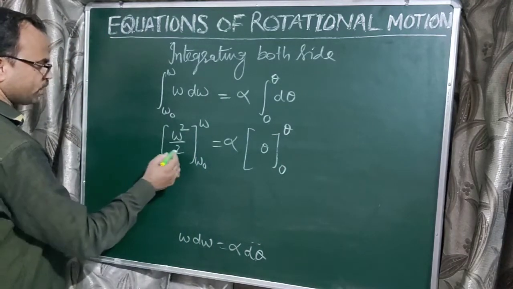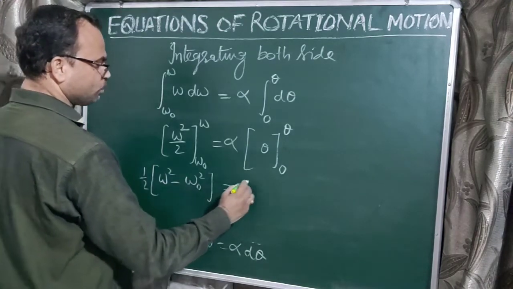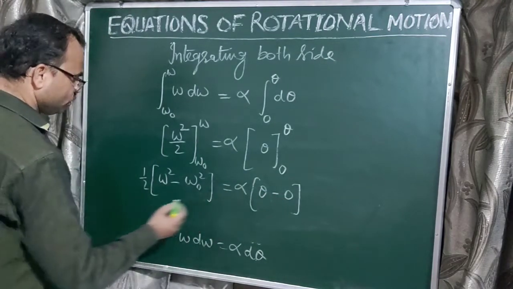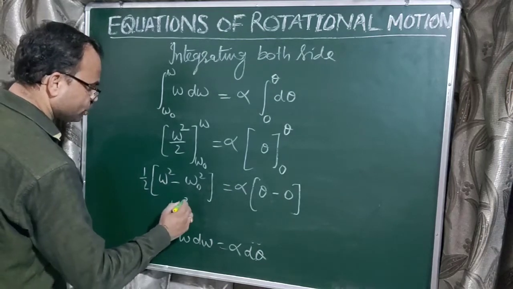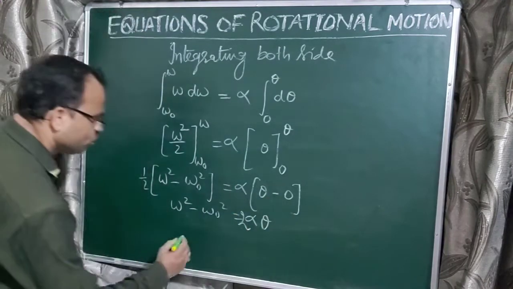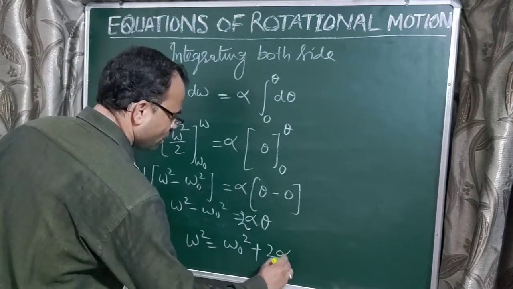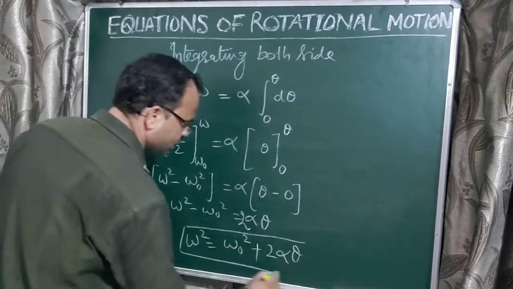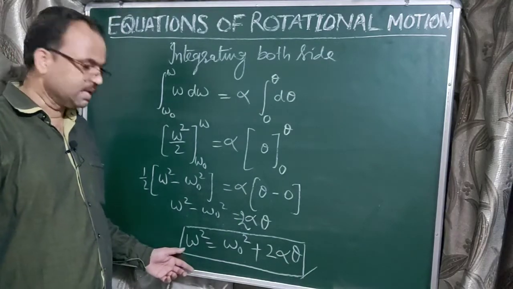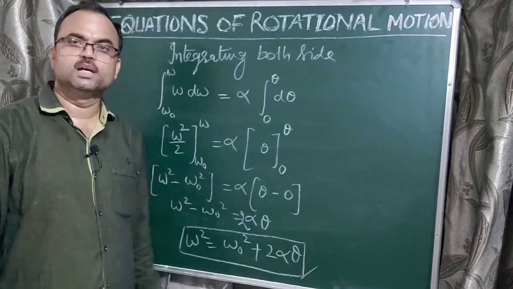Now substituting the limits, 1 upon 2 taken outside, upper limit minus lower limit equal to alpha times theta. Sending 2 to the right side, omega square minus omega naught square equal to twice alpha theta. So omega square equal to omega naught square plus twice alpha theta. It is the third equation of rotational motion. In this equation, omega is the final angular velocity, omega naught is the initial angular velocity, alpha is angular acceleration and theta is angular displacement.